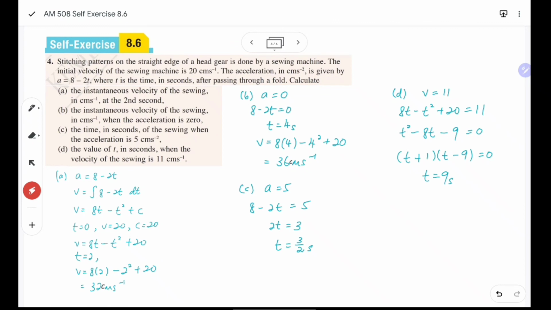D, the value of t in seconds when the velocity of the sewing machine is 11 cm per second. So when v equals 11, 8t minus t squared plus 20 equals 11. So we have a quadratic equation. Make it in general form, we get t squared minus 8t minus 9 equals 0. And factorize the t squared minus 8t minus 9, we get (t plus 1)(t minus 9) equals 0. So t plus 1 will give us t equals negative 1, which we can ignore because time cannot be negative. So the answer left is only t equals 9 seconds.